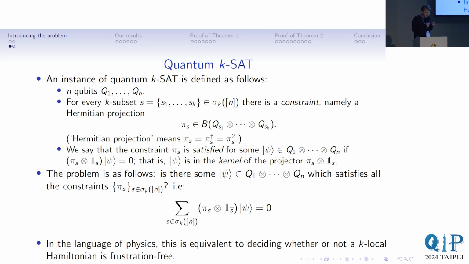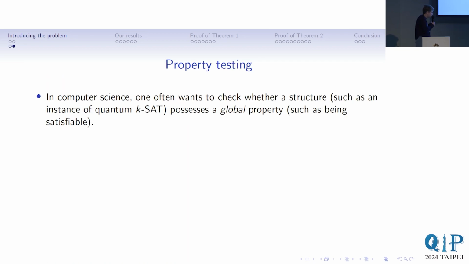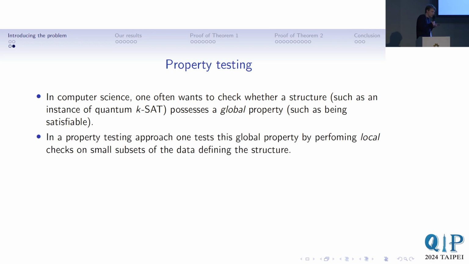And it's obviously a hard problem, so normally people focus on special cases. Here we're going to focus on the dense case where there are many projectors, and we're going to use a property testing approach. So I'll explain what I mean by property testing approach now. In computer science, you often want to check whether a structure, such as an instance of quantum k-SAT, possesses a global property such as being satisfiable. And the idea of property testing is that you want to do this by performing local checks on small subsets of the data defining the structure.